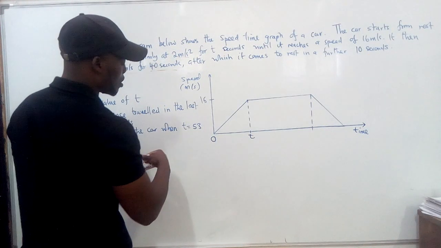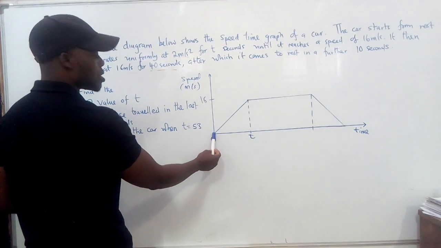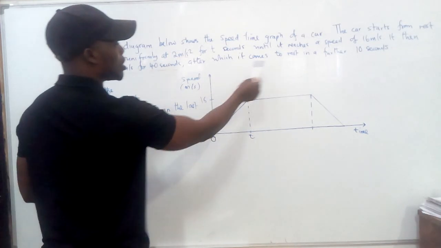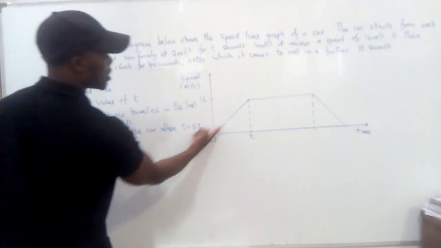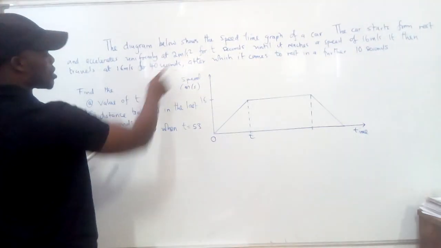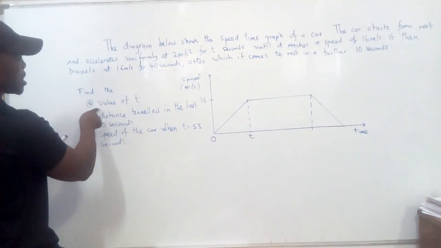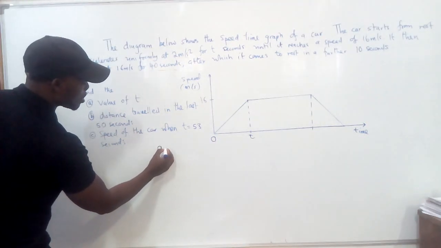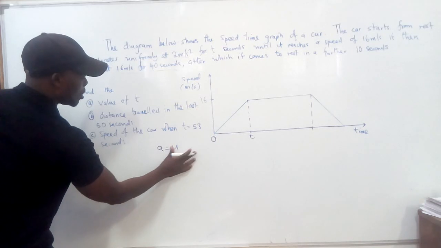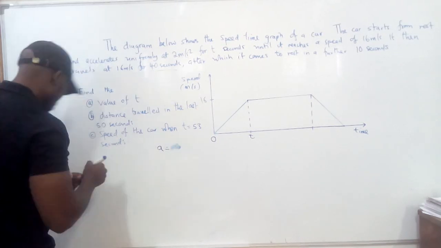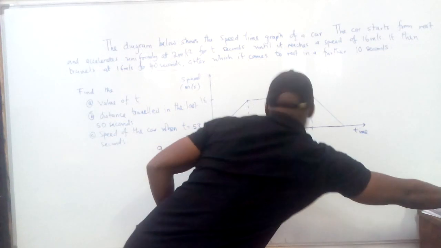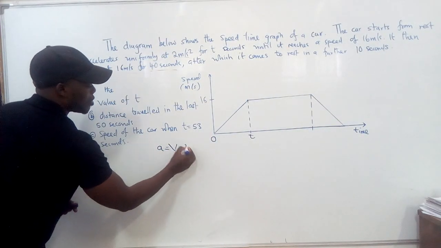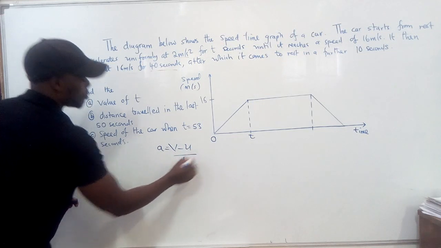So they are saying the car started from here, it was at 0, it went up to here, 16, the time was t. And they have given us the acceleration from here to here. What's the acceleration? It's 2 meters per second squared. So for us to find the value of t, we will use the formula: acceleration is equal to final velocity minus initial velocity over time.